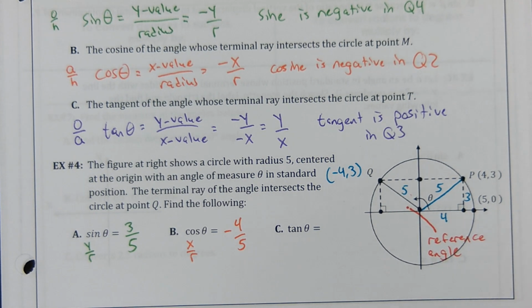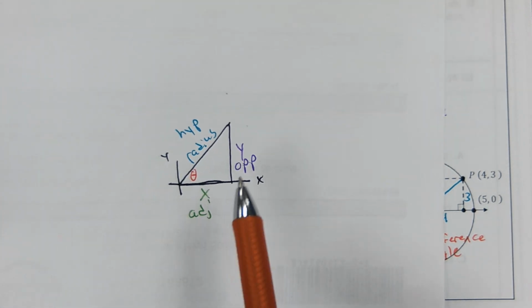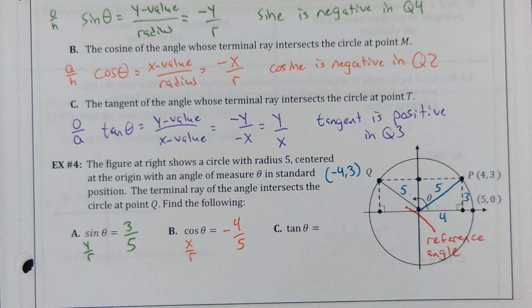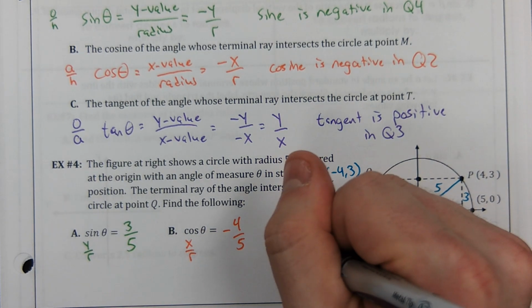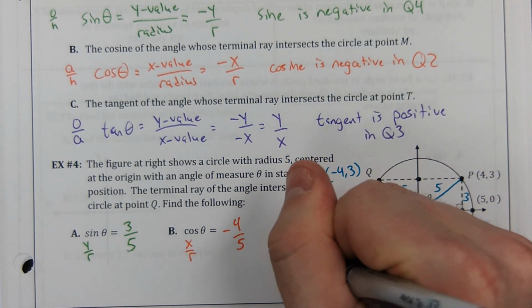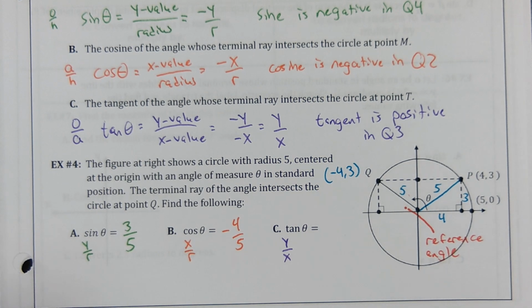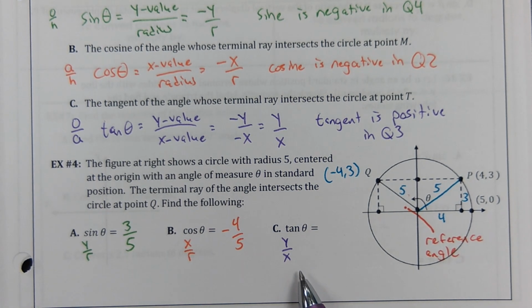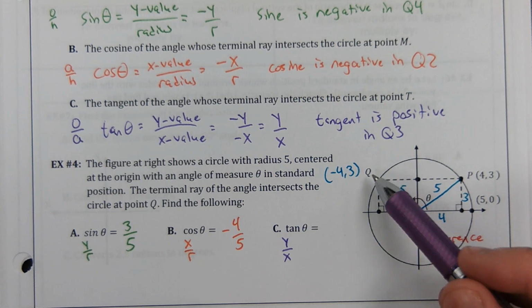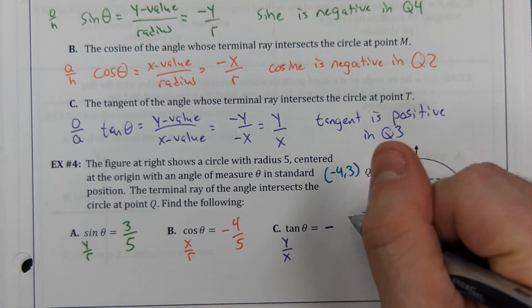And tangent, opposite over adjacent, memory breadcrumb, y over x. And you'll notice that I write my x, y, r every time I go to use them, every single time. If you would like to memorize your x, y, r ratios quickly, write them every time. Anyway, y over x gets me 3 over -4, which makes the whole fraction negative.